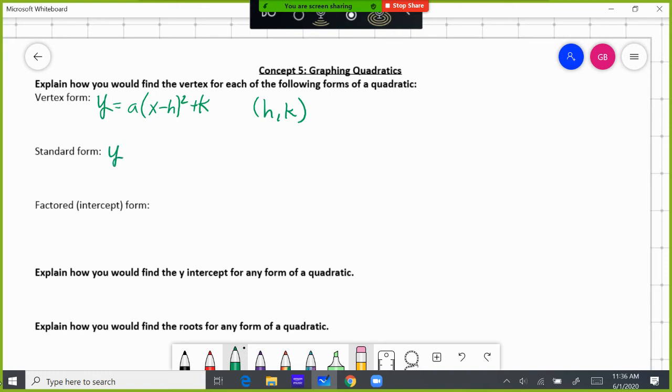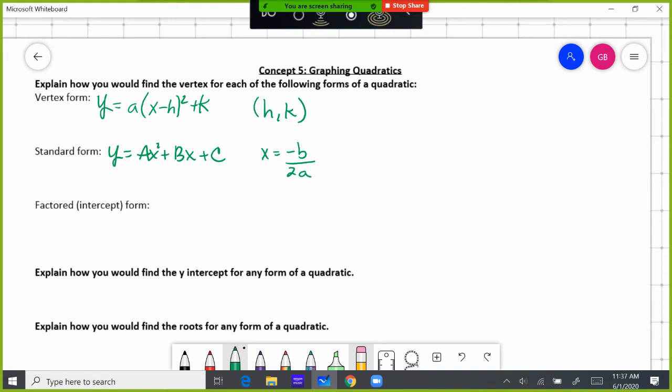In standard form, to find the vertex, it's -b over 2a. So whatever those numbers are, you plug them in, you get the x value, and then you plug it into the equation to get the y value. Okay, and I'll show you some examples below.